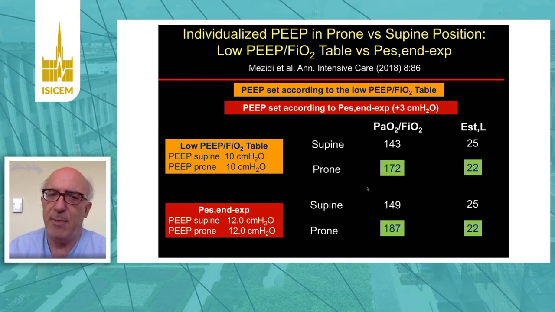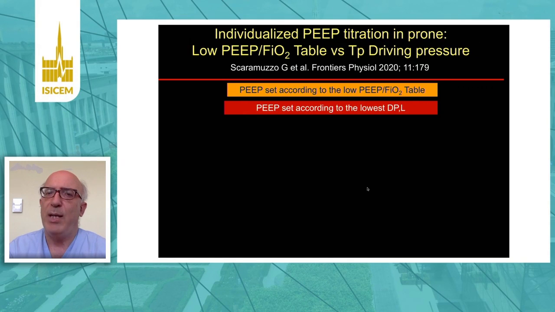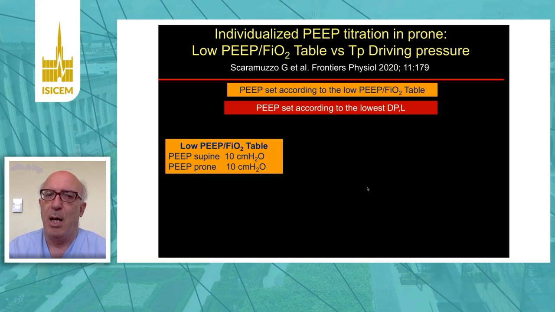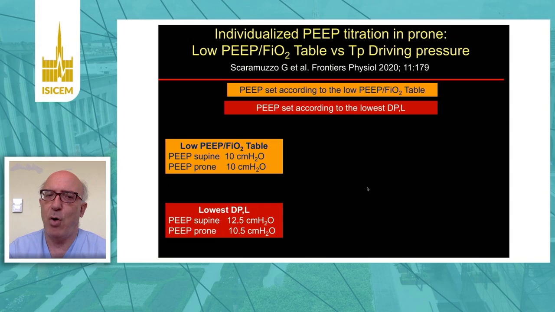So it does not seem there is any major difference if we set PEEP individually by using the low PEEP FiO2 table or esophageal pressure at end expiration. We did a recent study in an experimental model looking at the effects of PEEP set according to the low PEEP FiO2 table and PEEP set according to the lowest driving transpulmonary pressure. We found, again, similar to patients, that using the low PEEP FiO2 table, the PEEP was similar in supine and prone, and by using the lowest driving pressure, the PEEP was a little bit higher, but not much.